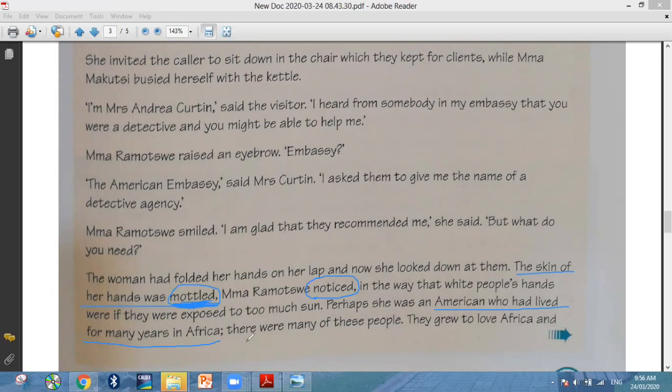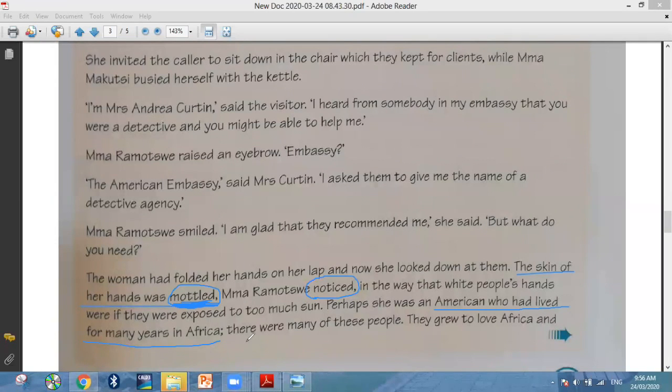Sustained, maybe. Yes, something like this. Okay? You have different colors in your hand. She has different colors, or her skin, okay? Parts of her skin look white and other parts look brown, okay? And you can even find this in your arm.